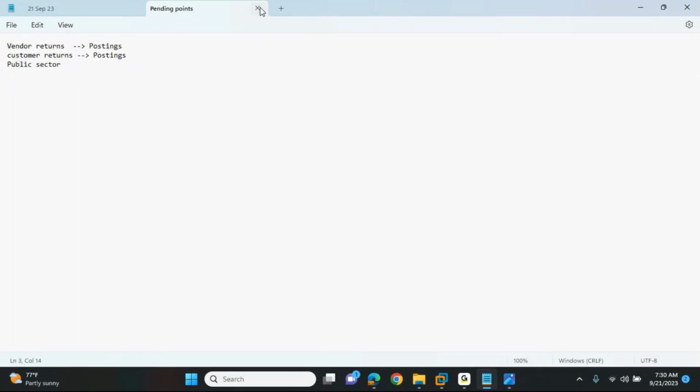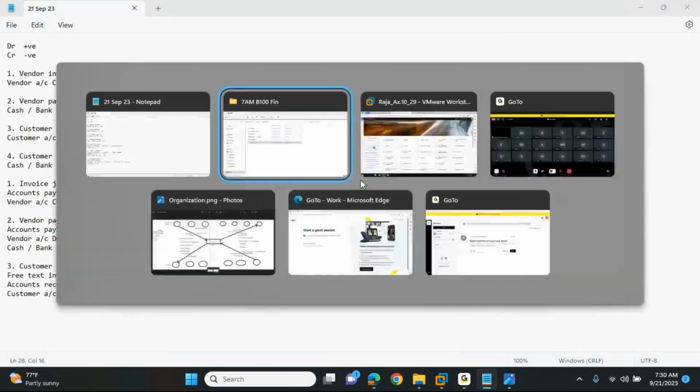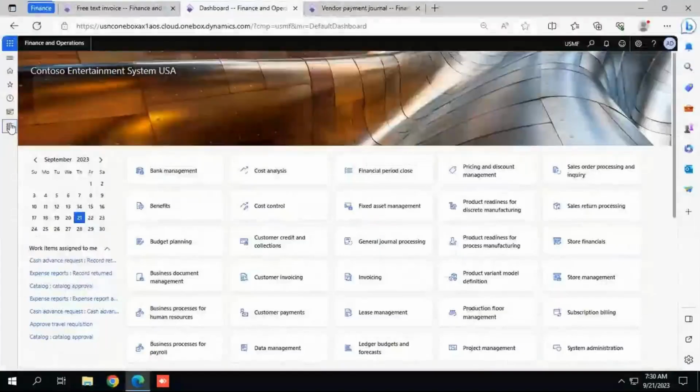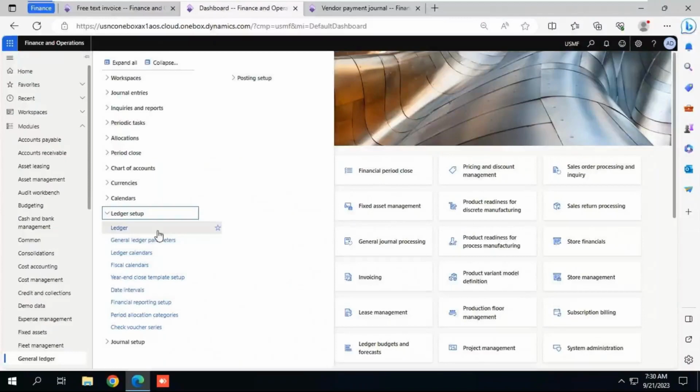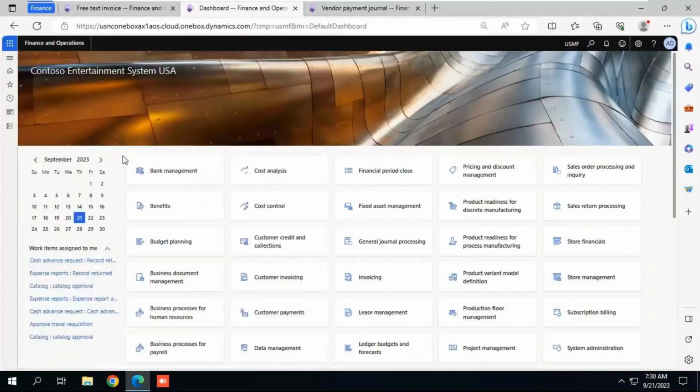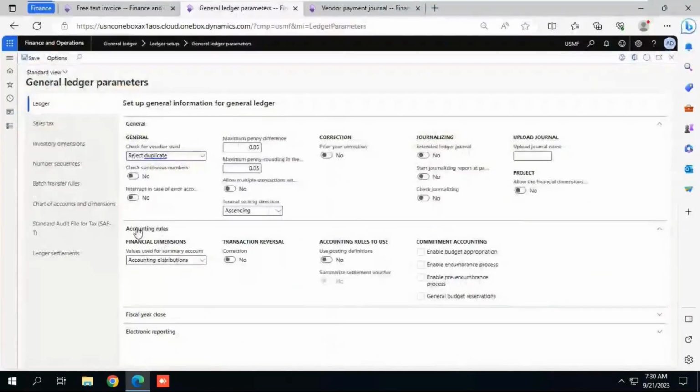I have disabled one parameter in general ledger parameters, accounting rules, use posting definitions. I have disabled it. Okay. Now let me do posting. I am posting now.